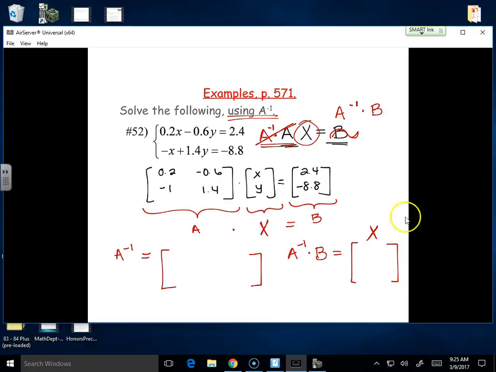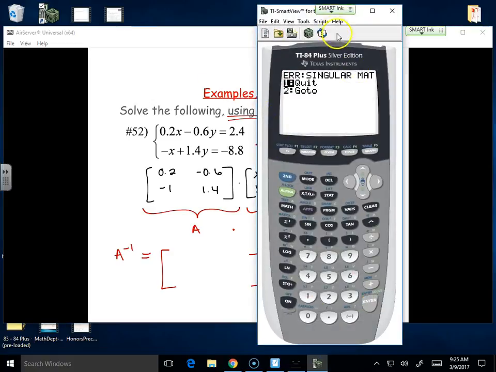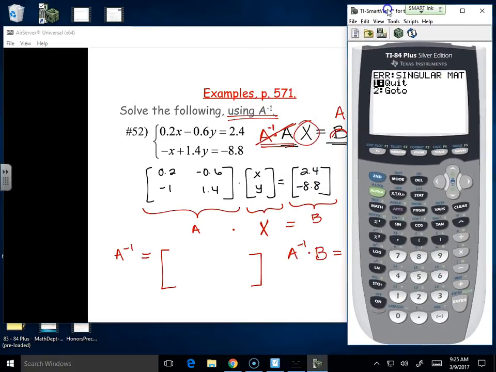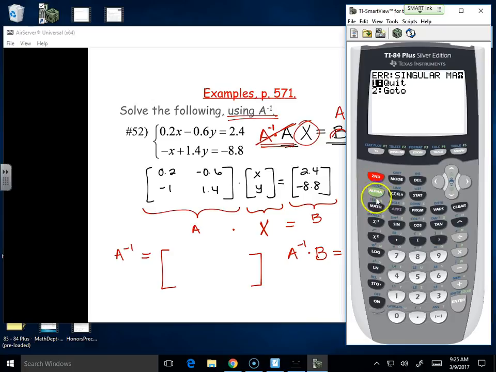Okay? So I'm grabbing out my graphing calculator just to show you what's going on. We're throwing in 2, and some of you already have. Thank you, thank you. Unless I need to quit first. There we go. Second, matrix. Let's go on over and let's edit. Matrix C. I'll just edit A because we don't need it anymore, right? We have our 0.2. We have our negative 0.6.